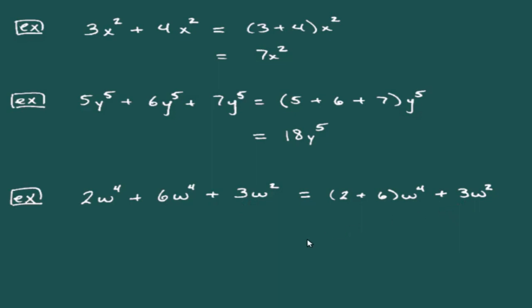Okay? And so I can put the 2 and the 6 together to give me 8w to the 4th plus the 3w squared. And so the 3w squared is out there. I can't combine it. It's not a like term with the w to the 4th. And so that's my final answer. I can't put them together because the powers on the w's are different.